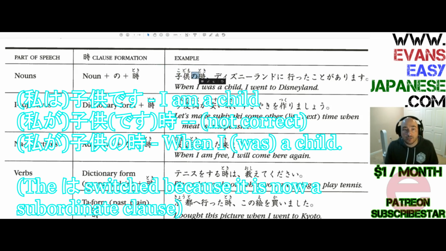Kodomo de aru toki, when I was a child. So this no is operating like this. Kodomo no toki, Disneyland ni itta koto ga arimasu. As a child, when I was a child, I have been to Disneyland. I went to Disneyland. I have the experience of having gone to Disneyland when I was a child. Something like that. Notice again, this no is operating like des. That's important. I should make a video on that on its own, but I think it's important to notice that.